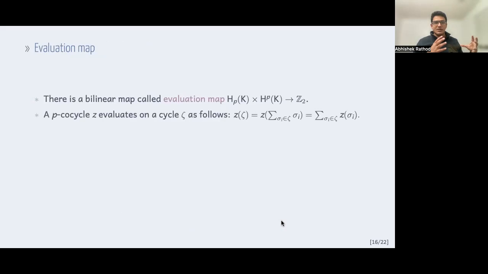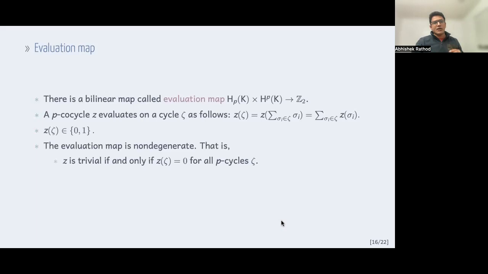If you're given a p-cocycle Z and a cycle zeta, then you can evaluate Z on zeta. The evaluation is simply the sum of Z evaluated on every simplex that belongs to the cycle zeta. Because we are doing Z2 additions, the evaluation of cocycle Z on a cycle zeta is either 0 or 1. Moreover, this evaluation map is non-degenerate. This is a very useful property. What this means is that a cocycle Z is trivial if and only if it evaluates to 0 on every p-cycle zeta.